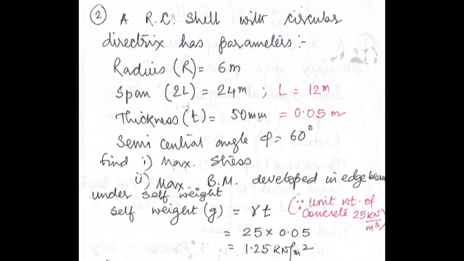Self weight is given as G equal to gamma into T, where gamma is the unit weight of concrete, whose value is 25 kilonewton per meter cube. So we get the self weight as 25 into 0.05, the thickness of the shell, that is 1.25 kilonewton per meter square. These are the given data, and from the span denoted as 2L we get L equal to 12 meter, and thickness 50 millimeter means 0.05 meter.